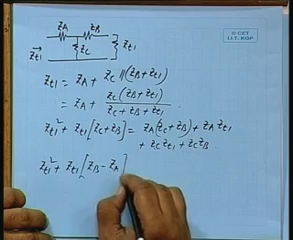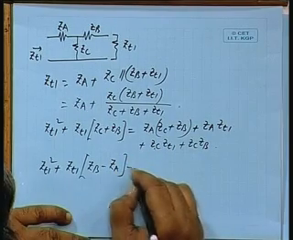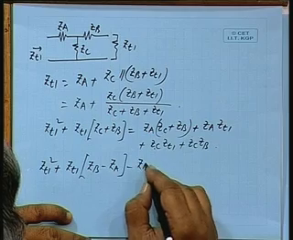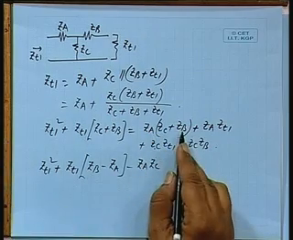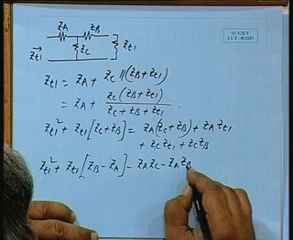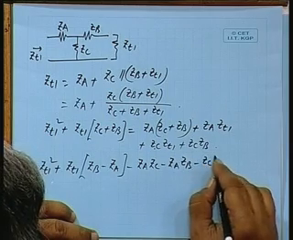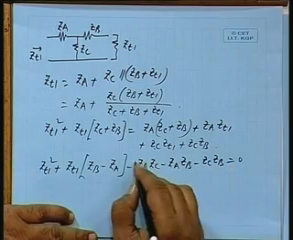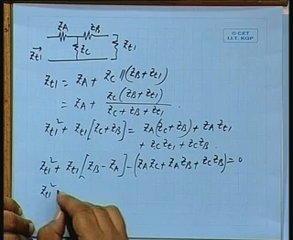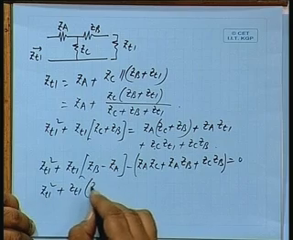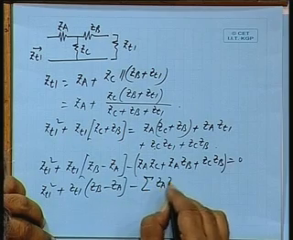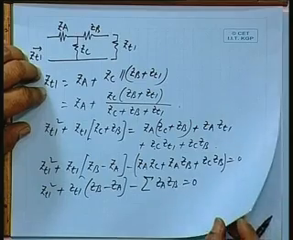Correct me if I am wrong. Okay. Minus ZA ZC minus ZA ZB minus ZC ZB equal to 0, or I can put all of them as plus. Okay. That is ZT1 squared plus ZT1 into ZB minus ZA minus sigma ZA ZB equal to 0. So, how much is ZT1?